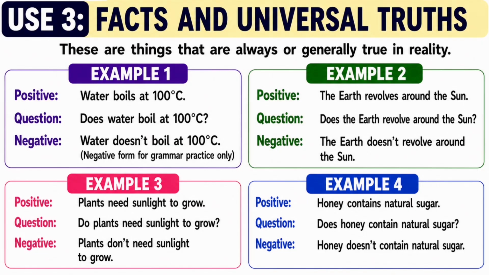Example 3. Positive. Plants need sunlight to grow. Question. Do plants need sunlight to grow? Negative. Plants don't need sunlight to grow.